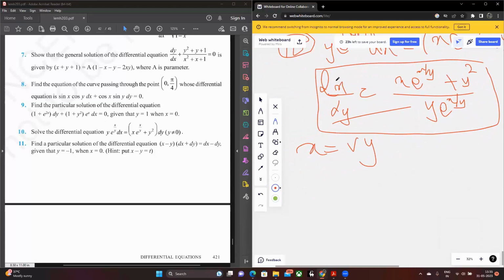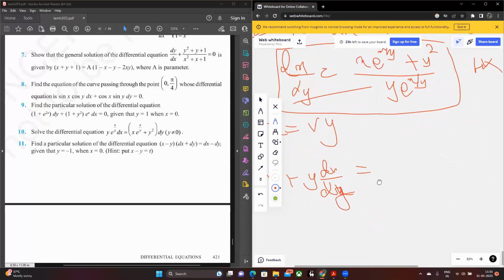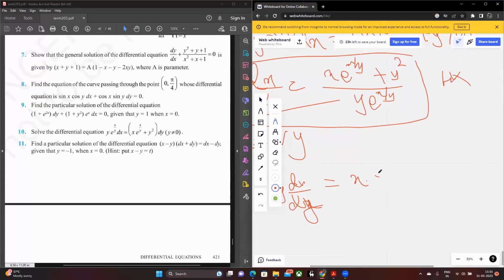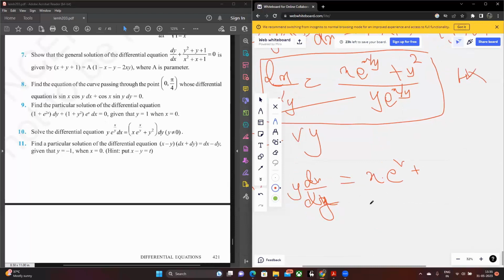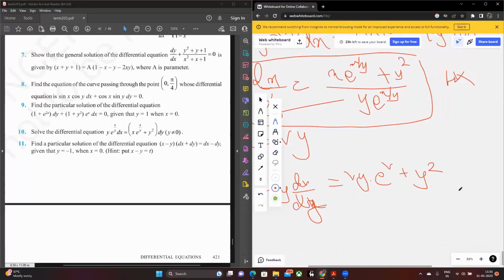So we have x equals vy. And we know what dx by dy then becomes, right? This is basically v plus y dv by dy. So this is equal to, instead of x, we have to write vy times e power v plus y squared divided by y into e power v, right? This y, 1 by y goes off.